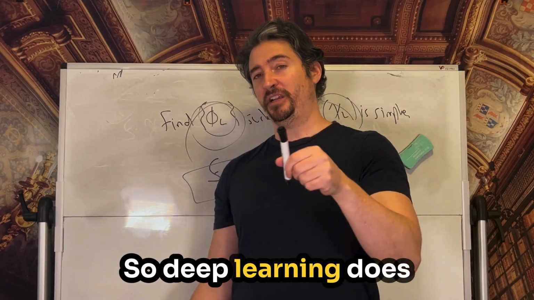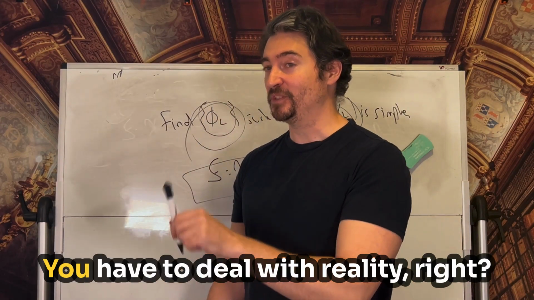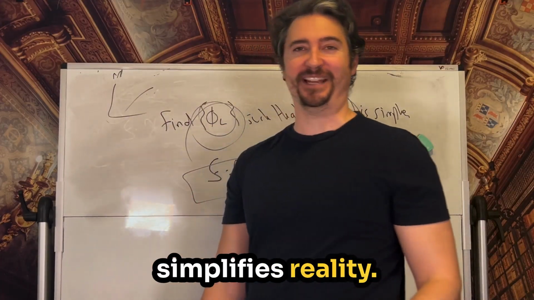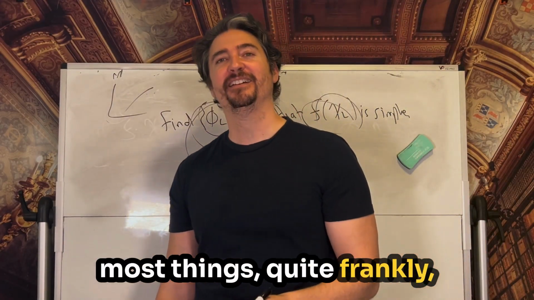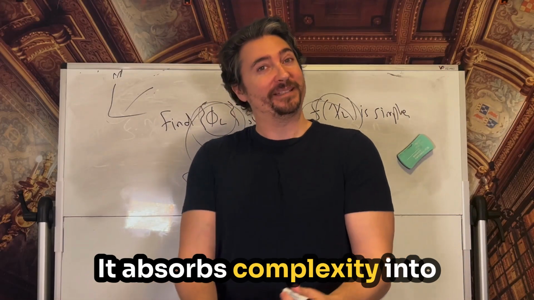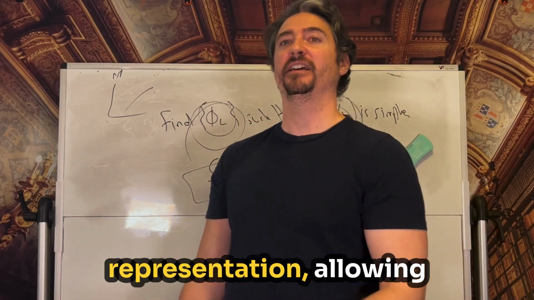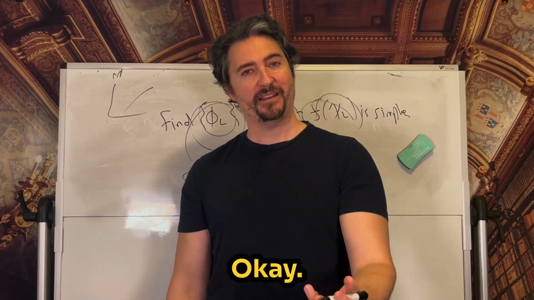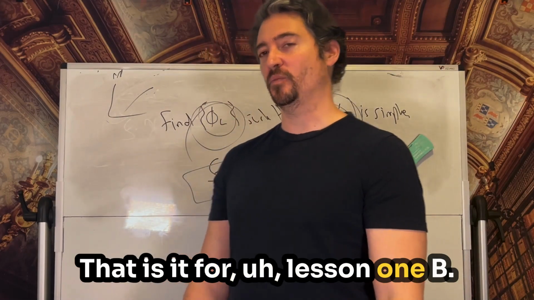So deep learning does not simplify reality. You have to deal with reality. Linear regression simplifies reality. That's why it doesn't work for most things, quite frankly. Most real world things. Deep learning does not simplify reality. It absorbs complexity into representation, allowing simple operations locally. Okay? That is it for lesson 1B.